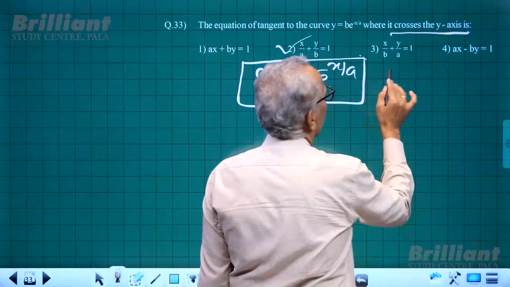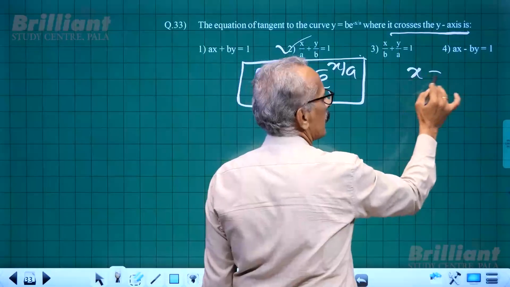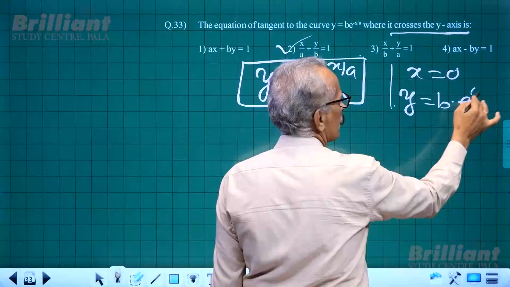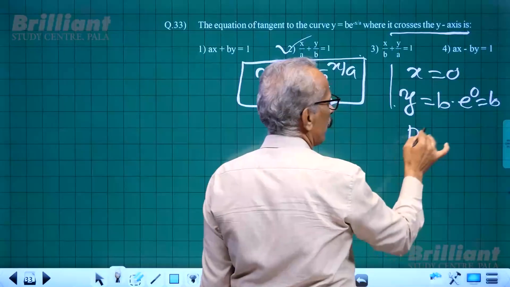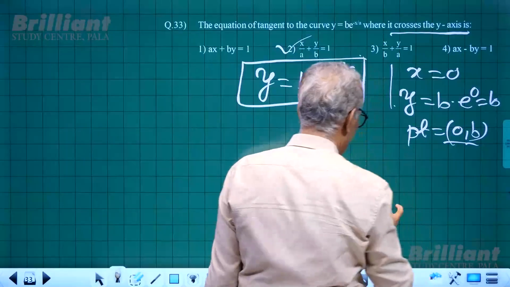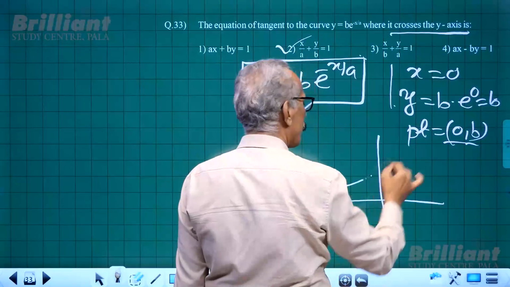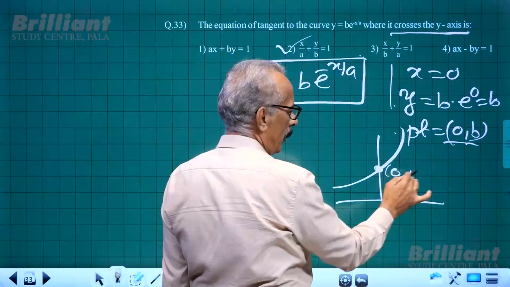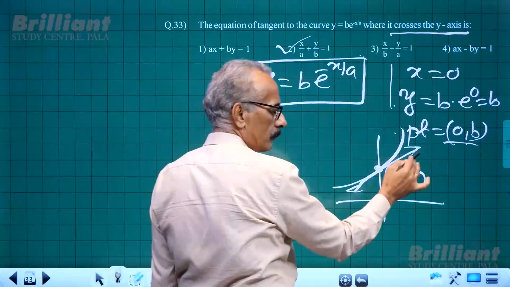So remember, it crosses y-axis means x is equal to 0. First you substitute. So y is equal to b into e raised to 0, that is equal to b. Therefore, the point will be 0, comma b. That means your curve crosses like this or this way. This point is 0, comma b. And you want the equation of the tangent.